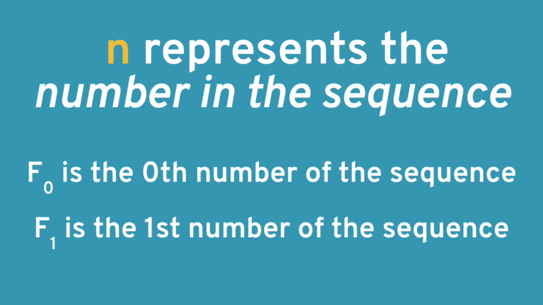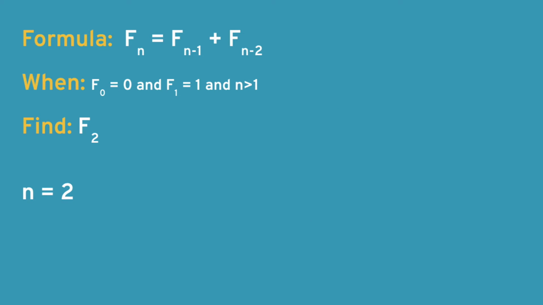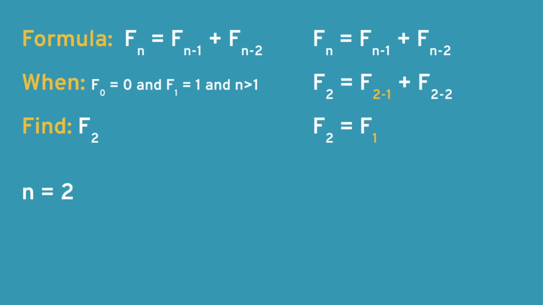Next, we can find the second term in the sequence. First, we make n equal 2. So F2 equals F2 minus 1 plus F2 minus 2. Now we subtract the subscript numbers, so 2 minus 1 equals 1, and 2 minus 2 equals 0. Now we know F1 equals 1, so we can input that, and we know F0 equals 0. 1 plus 0 equals 1, which means that the second term in the sequence is 1.